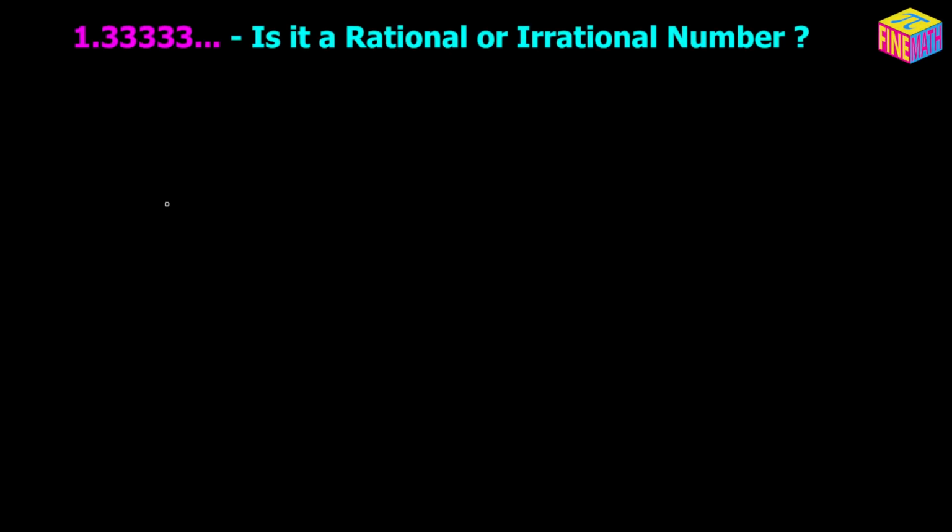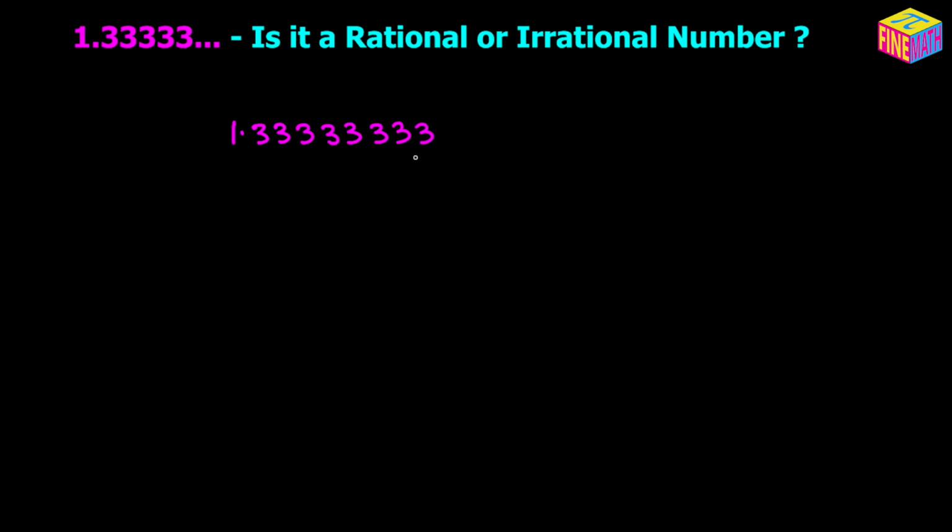Hi everyone. In this video, we are going to see whether 1.33333333, this number with a repeating decimal digit 3, is a rational number or an irrational number. So let me first write down the number. Our number is 1.333. This is a repeating decimal digit and it goes on and on forever.